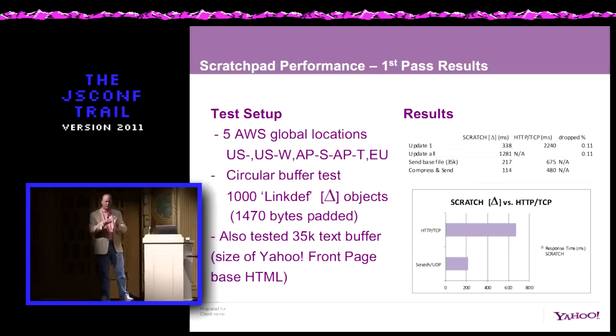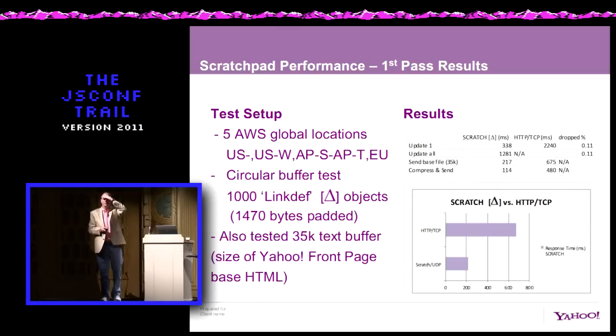More interesting, still not in front of a real user, is that we tested a real text buffer. We took the Yahoo homepage and we sent it around into our circular buffer, and we looked at how fast we could send that around, and how fast we could do it if we compressed it. We haven't talked about compression, but we will. Compression is a first-class object in Scratch. Everything is compressed, except the things that are already compressed. So for sending the base file, the Yahoo homepage, by gosh, 217 seconds to get that puppy around the world.